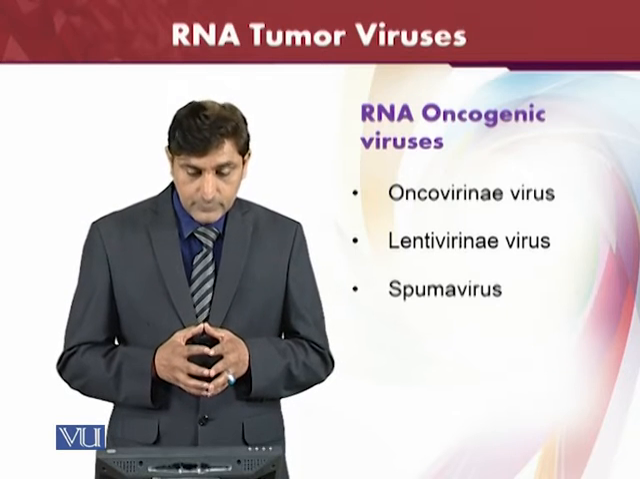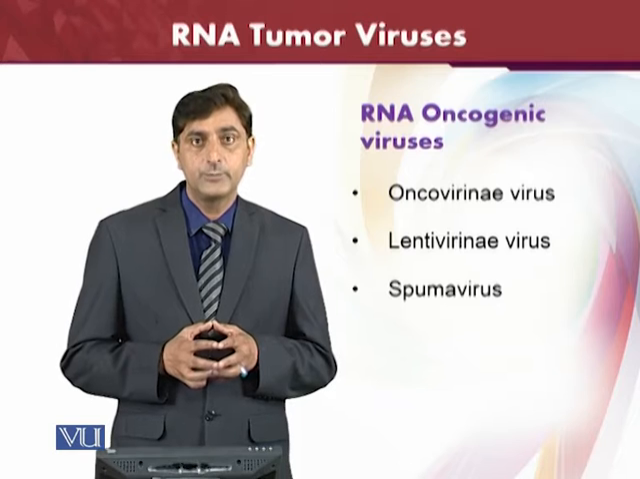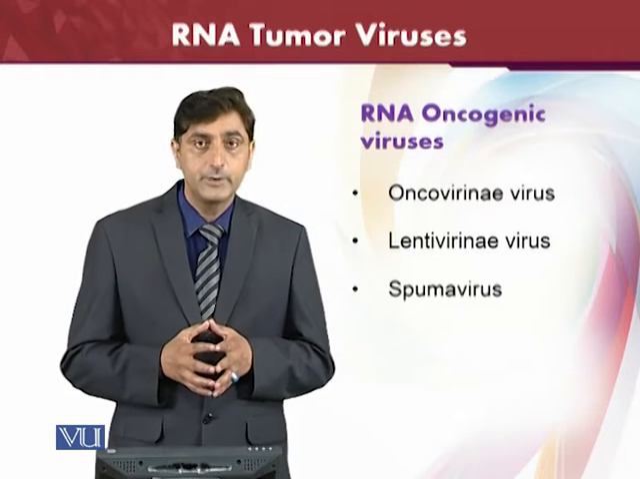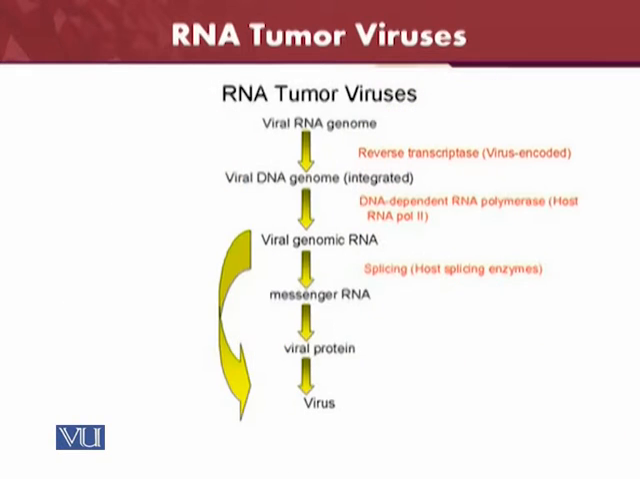These are the oncovirine viruses, the Lenti viruses, very important from the human point of view, as they cause immunodeficiency syndromes, and then the Spuma viruses. We can see them one by one, and how the Spuma viruses cause disease.